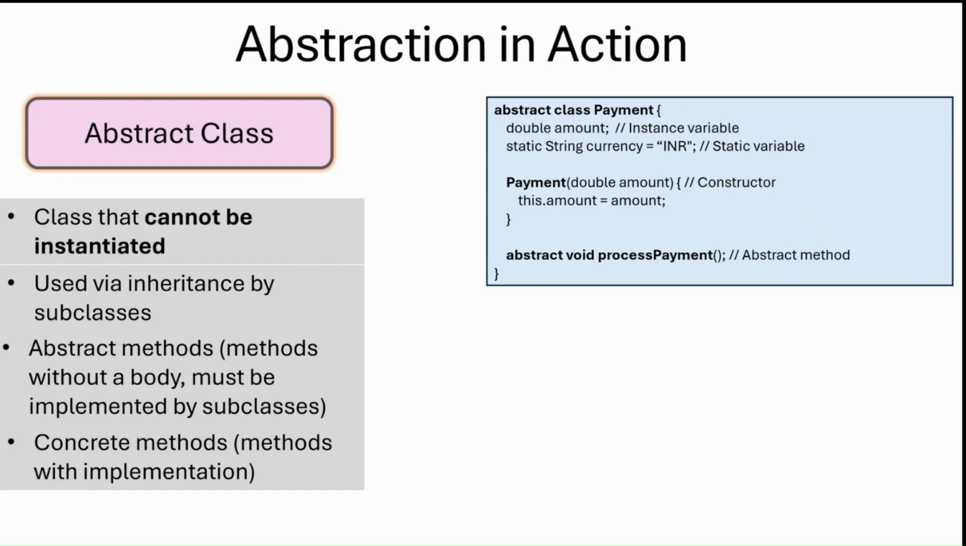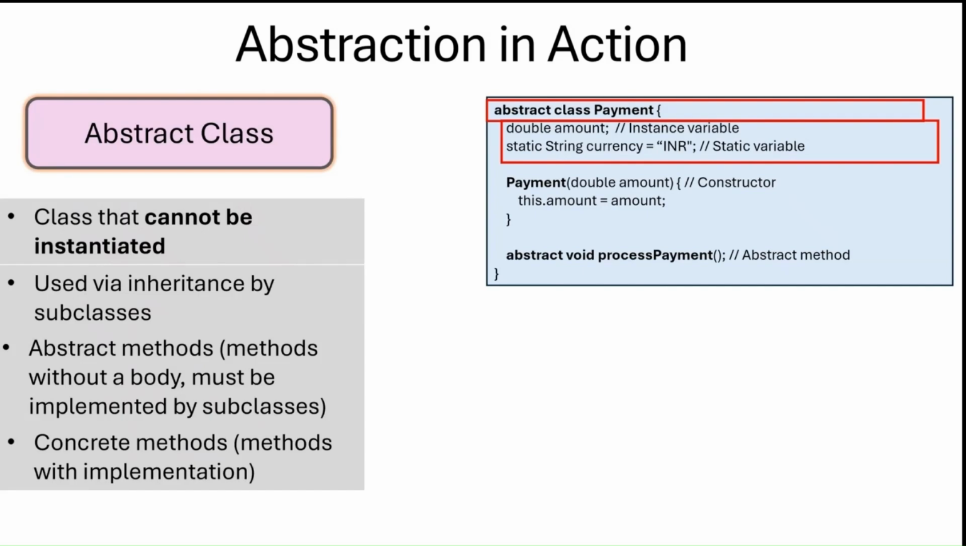Let's understand with the example. So here there is an abstract class Payment, which contains instance variables. An abstract class can contain different types of variables. Here amount is the instance variable, or we can say object variable, and it also contains a static variable. You will notice here there is a constructor.